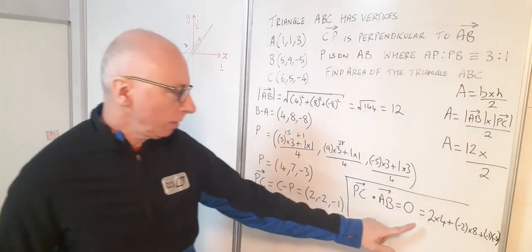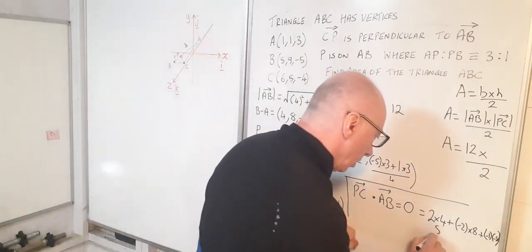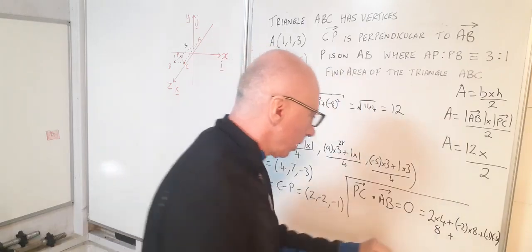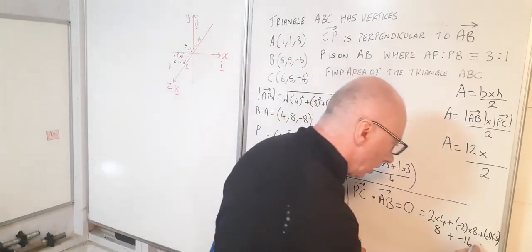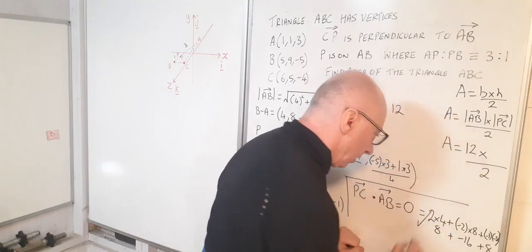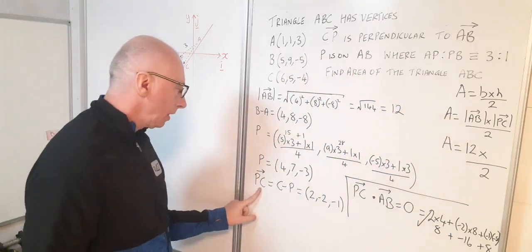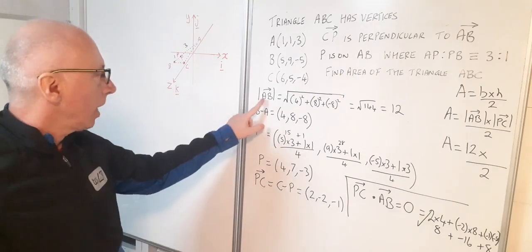Okay, let's simplify this. 2 4s are 8 plus minus 16, and minus 1 times minus 8 is plus 8. So that checks out, that is 0. So I'm now happy that PC is perpendicular to AB.